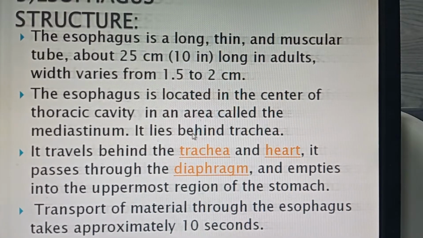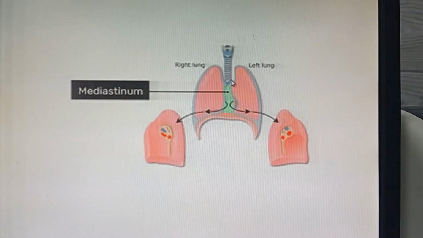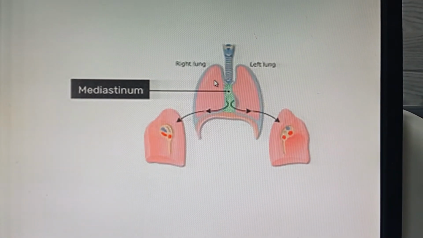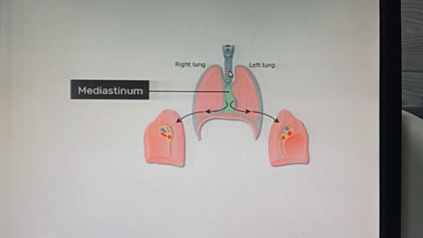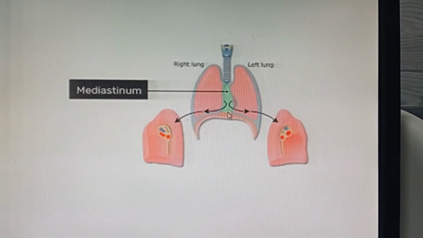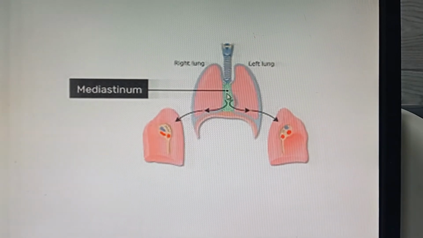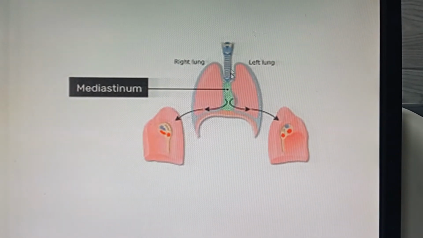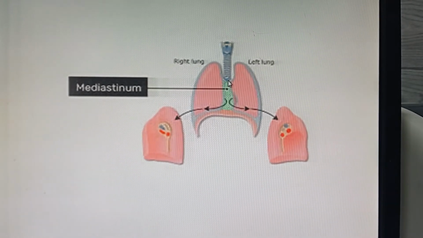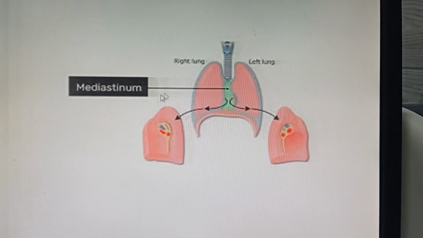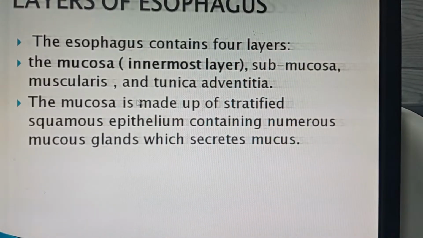It lies behind the trachea. This tube is present behind the trachea. Okay, this is the right lung, this is the left lung, this is the trachea. So the esophagus tube is present behind this tube, and this center of the thoracic cavity is called the mediastinum, through which the trachea, esophagus, and aorta pass. This area, the center of the thoracic cavity, is called the mediastinum.